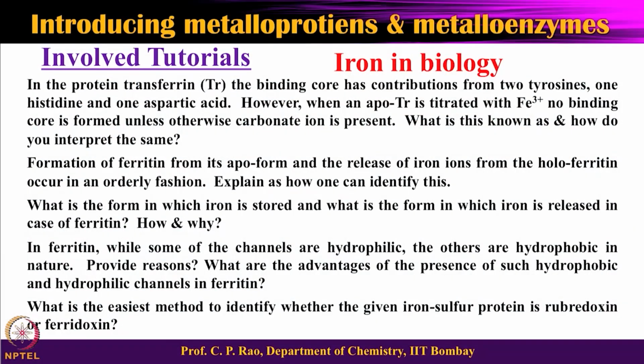Okay, let us come to the next question. What is the easiest method to identify whether the given iron sulfur protein is rubredoxin or ferredoxin? So, what is the easy method to identify that something is missing? The inorganic sulfur or sulfide. So, what is the easier method to identify sulfide ions, whether the given iron sulfur protein is rubredoxin or ferredoxin?